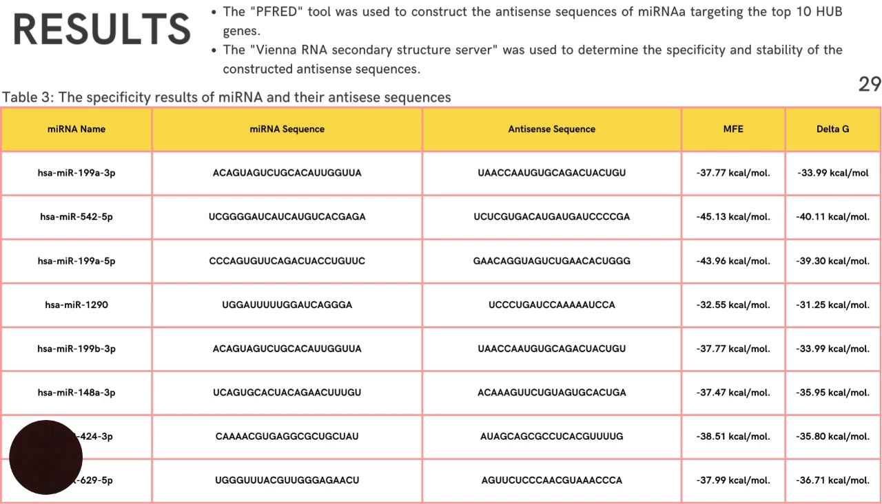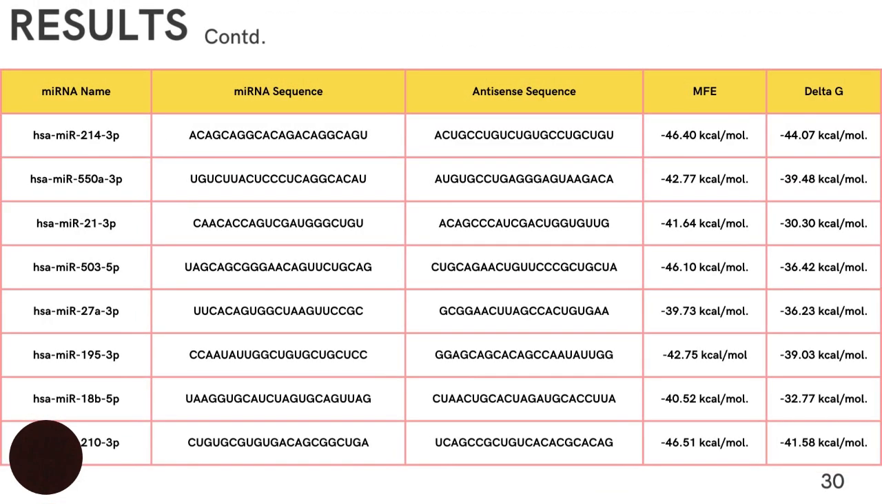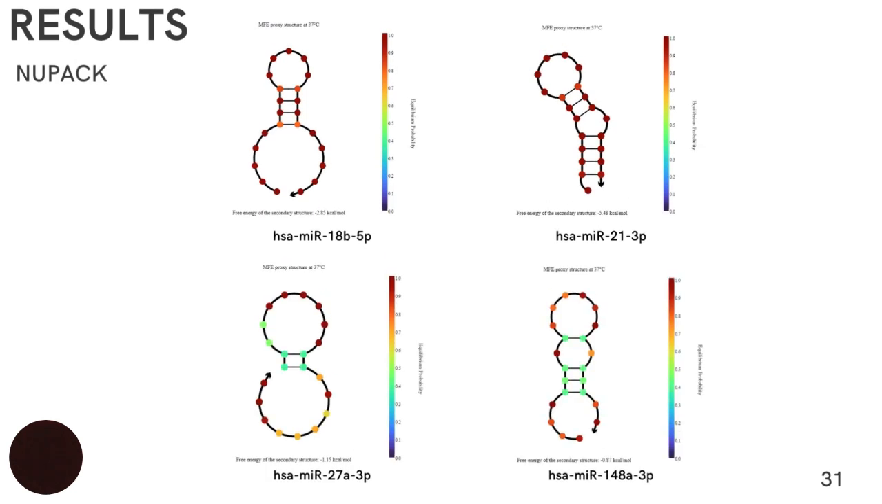So this is for the first 8 microRNAs and their corresponding antisense sequences. This is the continuation of that. Then I wanted to find out the stability of the antisense sequences alone. And this tool, specifically called NUPACK, also gives me the stability as well as its secondary structure to find out how it would actually bind with its target microRNA. And these are what I've obtained.